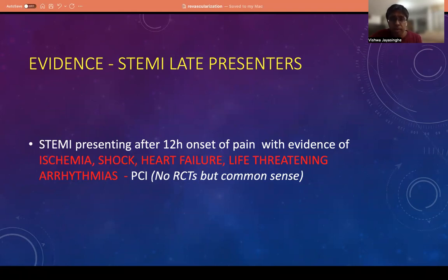So what about the evidence for STEMI with late presentation? STEMI presenting after 12 hours of onset of pain with evidence of ischemia, shock, heart failure, or life-threatening arrhythmias should undergo PCI. However, this recommendation does not have any randomized clinical trials because it's not ethical to do randomized trials in this setting.